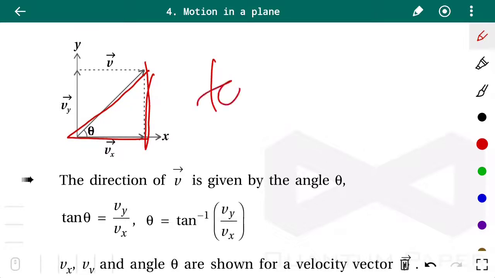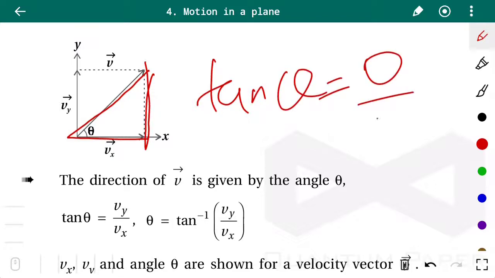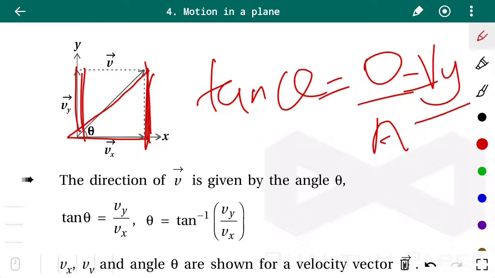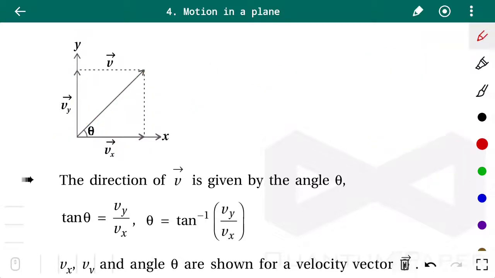So tan theta is equal to opposite upon adjacent, right? So here opposite is this line, which is equivalent to this line, that is nothing but vy, the y component of velocity, upon adjacent, that is nothing but vx. So tan theta is equal to vy upon vx, and theta is equal to tan inverse of vy by vx. So this gives us the direction.